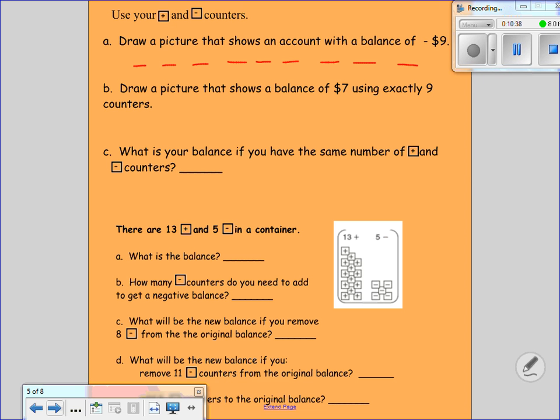So I have exactly $7. I know I need to have 1, 2, 3, 4, 5, 6, 7. I know I need at least 7 positives, right? But I could only have 2 more.